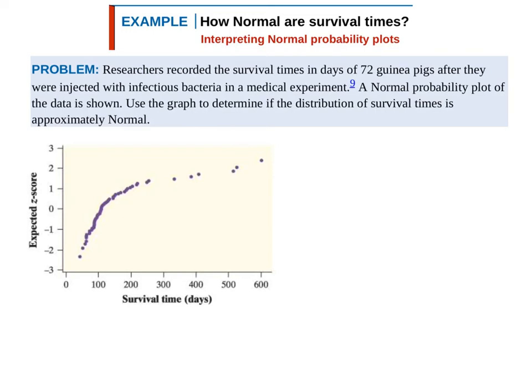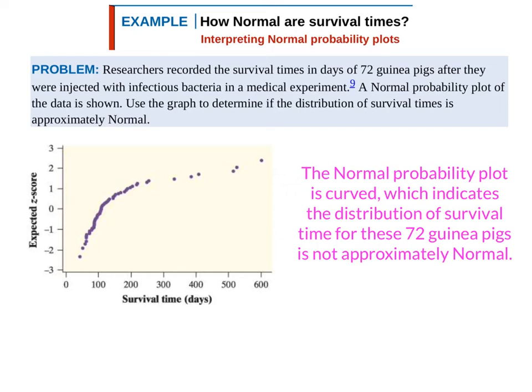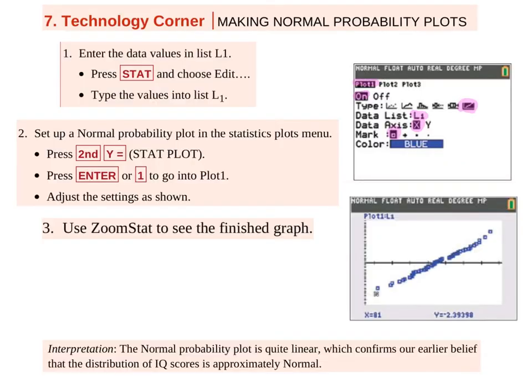Now, I don't know about you, but that doesn't look linear. So we could tell right away that that's going to be a curve. So thank goodness for these graphs, because it makes it pretty quick and easy to say that the normal probability plot is curved. Therefore, that indicates the distribution of survival time for these 72 guinea pigs is not approximately normal.